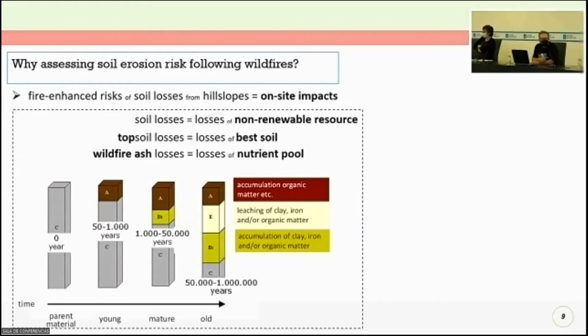And just to remind you that soils are a non-renewable resource. So it takes a long time to get them back in places when we lose the soil. The other thing to remind is that what we are losing is the top of the soil. And that's the part of the soil which is in general the best part. It's the most nutrient-rich part, has organic matter and so forth. What we are also losing are the ashes and charcoal that are produced in the fire, and they represent a nutrient pool, as in common agricultural practice.